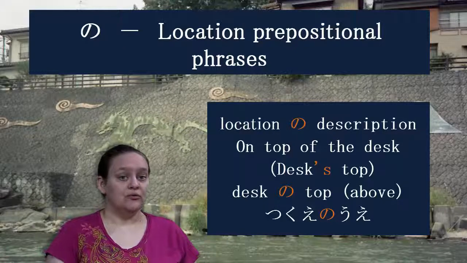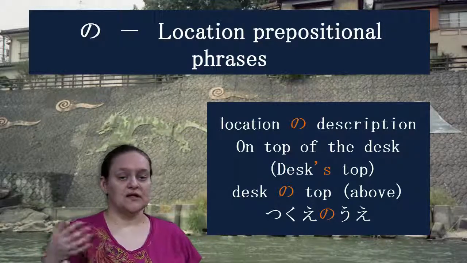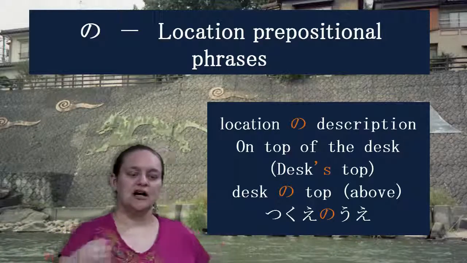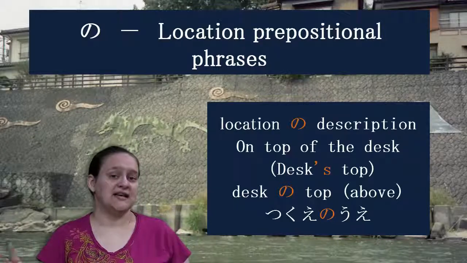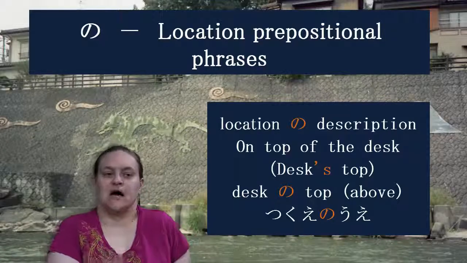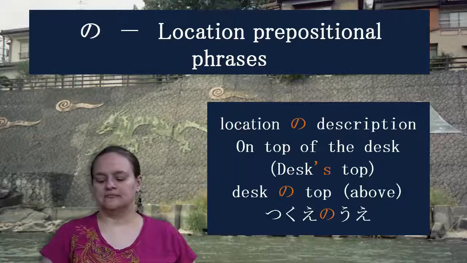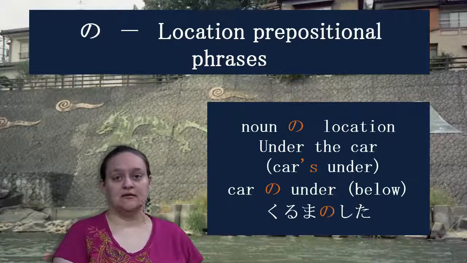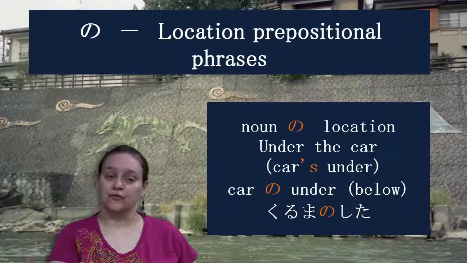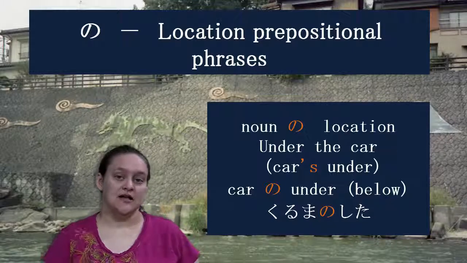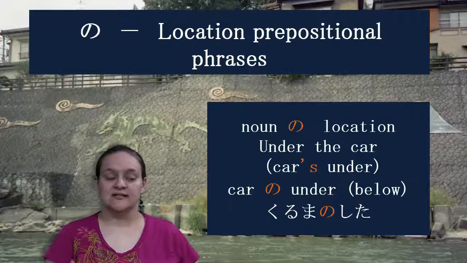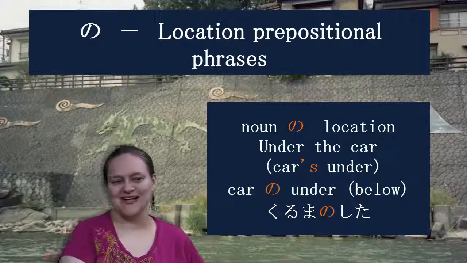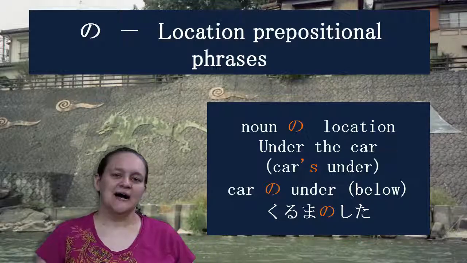Tsukue no ue. Desk, apostrophe s, top. And in English, we would say on top of the desk, but in Japanese, they say the desk's top, essentially. Under the car, kuruma no shita. Kuruma, car, no, possession, shita, under, below. Kuruma no shita. Car's beneath, or car's underside, you might sort of translate that as.